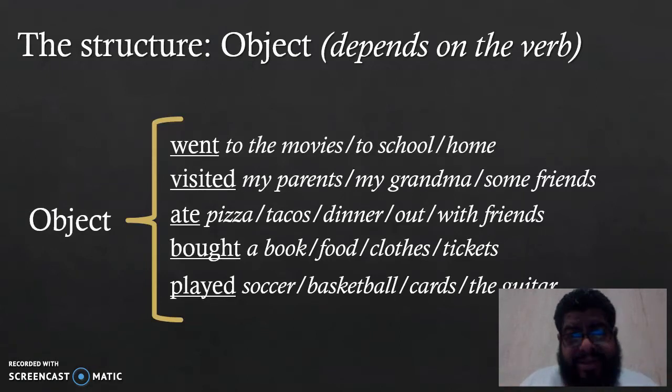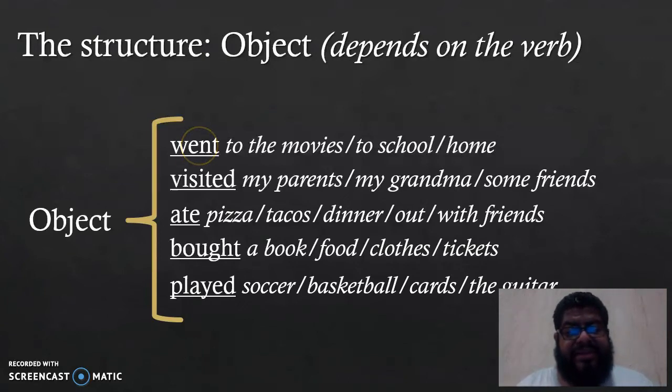When we use the verb went, or in this case the verb go in the simple past, went, we refer to going to a place. Okay, which place? Whatever place you want. Visited. Remember what I told you about I visited to my, or I went to visit? Don't use it. Use visited. That's what the verb is for. Visitar a alguien. So visited my parents, my grandma, some friends. I visited my girlfriend, boyfriend, or I visited a place, maybe.